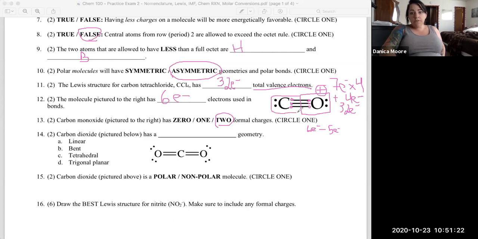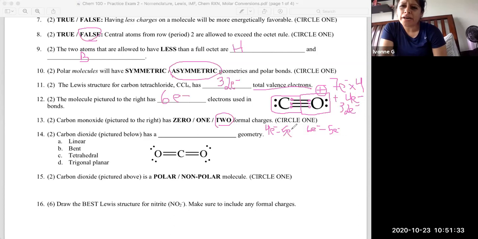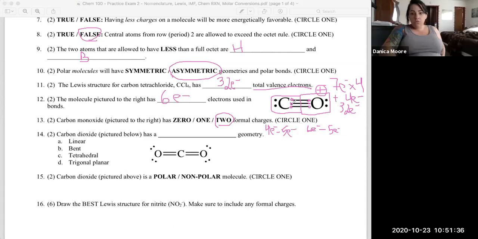Carbon came to the table with 4 electrons. And how many does it have here? 5 electrons. How are you counting the 5? 1, 2, 3, 4, 5. Yeah, all of the electrons directly around the atom in the box there. So that would give you a -1 charge here for a total of 2 formal charges.